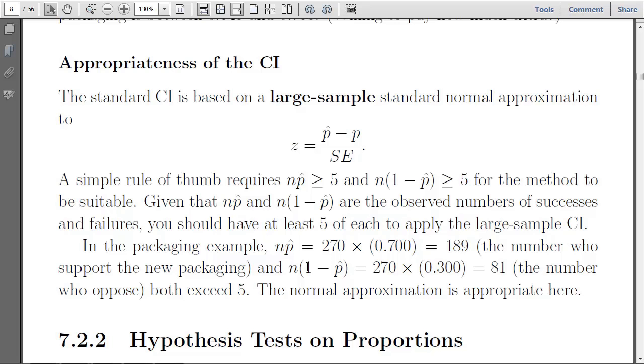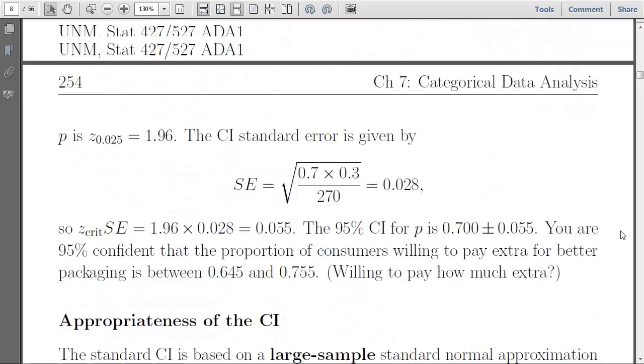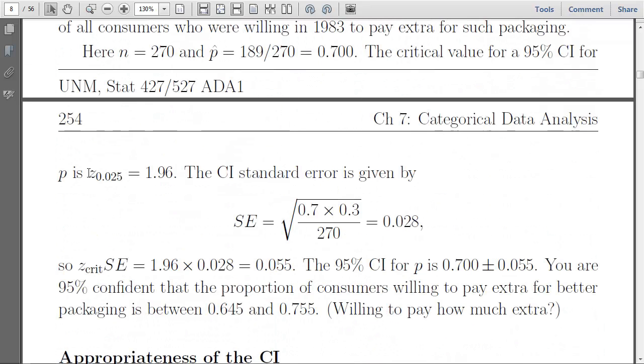Right? So if we check our own numbers, our n p hats of successes and failures, we get 189 and 81. Both of those are greater than 5, so we're good to use the normal approximation here. And the normal approximation, where did we use that? We used that when we calculated this bound, 1.96, for the form of the confidence interval, where the estimate p hat plus or minus z times the standard error, this 1.96 is coming from the normal distribution.